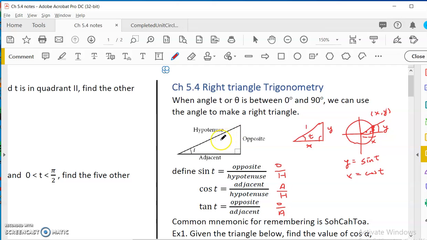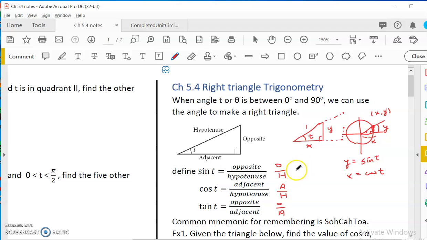And it is valid for any right triangle, not just the triangle that you draw on the unit circle restricted by x and y. It is because if you extend this out, you would have a similar triangle, and in geometry you would know that in similar triangles, the ratios of corresponding sides are the same. So the ratios for sine t, cosine t, and tangent t would still be the same for any opposite over hypotenuse side for sine, cosine, and tangent.